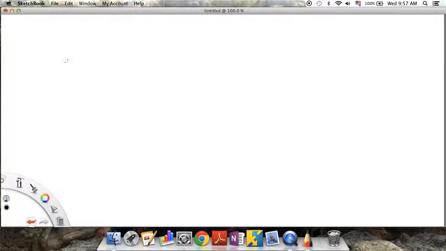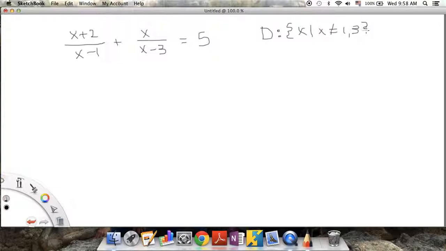So let's start with an example. Let's say we have this equation here. This is a rational function. We've got all these rational functions set up together into an equation. So this is a rational equation. Now the first thing you need to do is look at this and decide what your domain is. We know that in this case, x cannot be 1 or 3 because that would make the bottom 0.